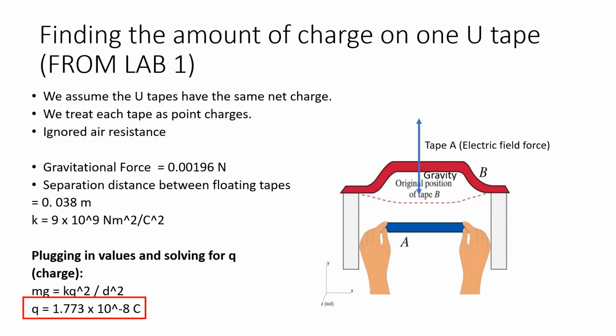We got that the measured separation distance between the floating tapes in the model that we set up was 0.038 meters, and using that, we calculated the gravitational force, which was 0.00196 newtons. Plugging in values and solving for Q, the charge on tape B in Lab 1, we got a value of 1.773 times 10 to the negative 8th coulombs.